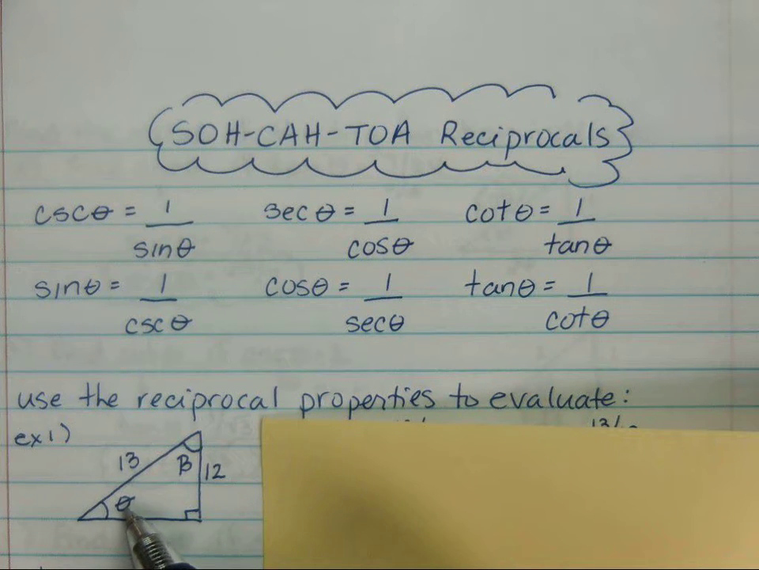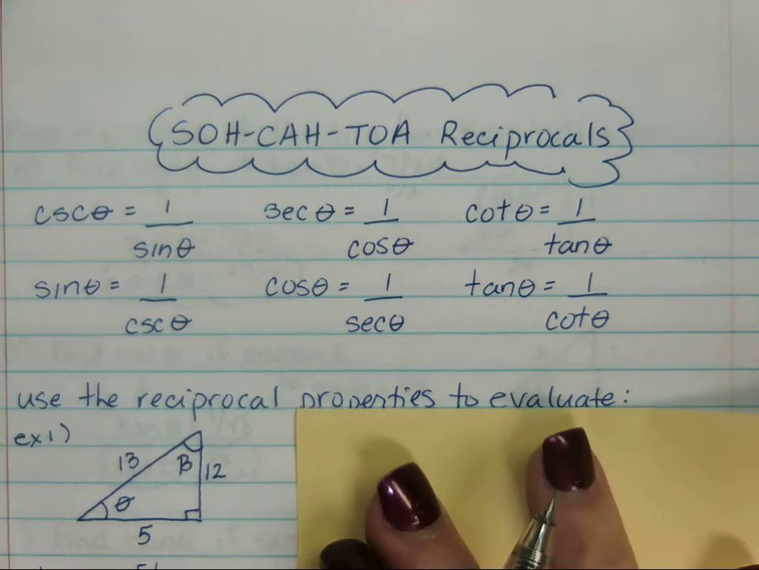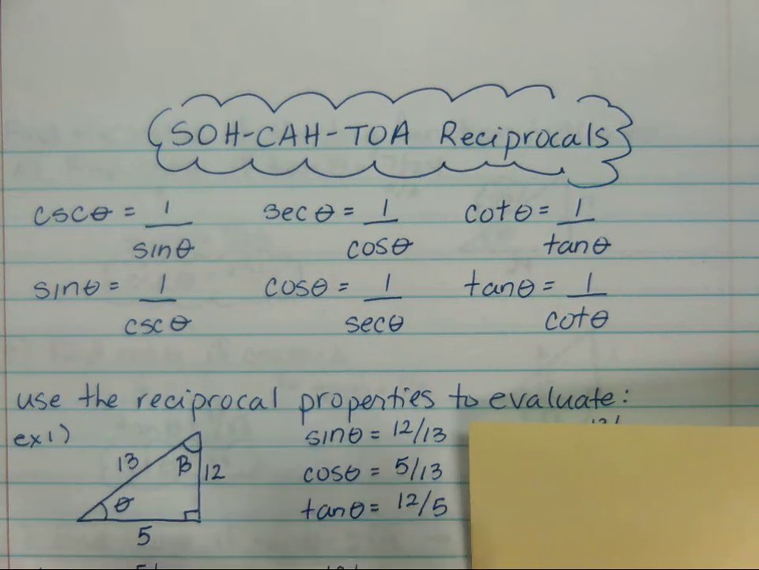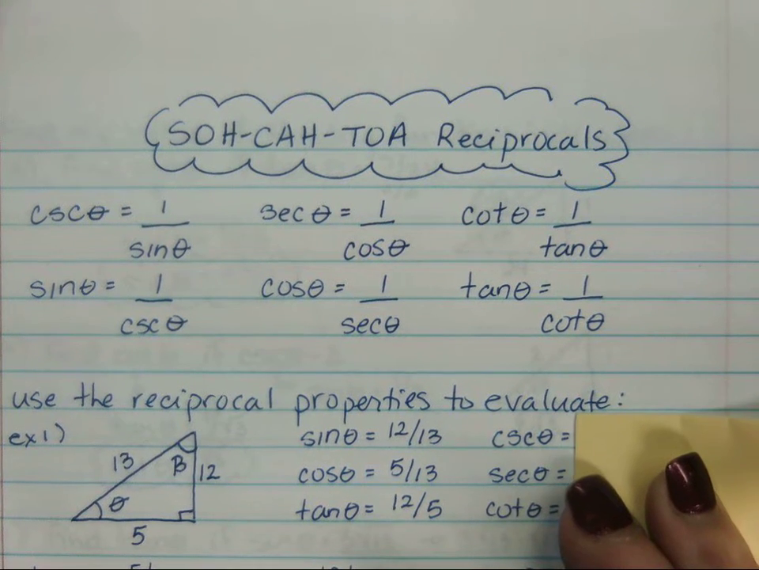I'm going to call these angles down here theta and beta, and my different legs are going to be 5, 12, and 13. If I'm asked to find the sine, cosine, tangent, or maybe all 6 trig functions, here's what we would get if we use SOHCAHTOA. The sine of the angle labeled theta is 12 over 13, cosine is 5 over 13, and tangent is 12 over 5.